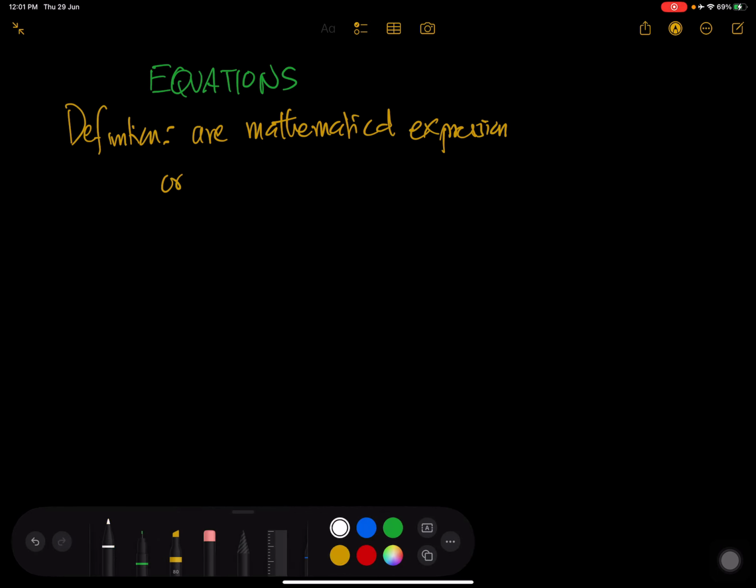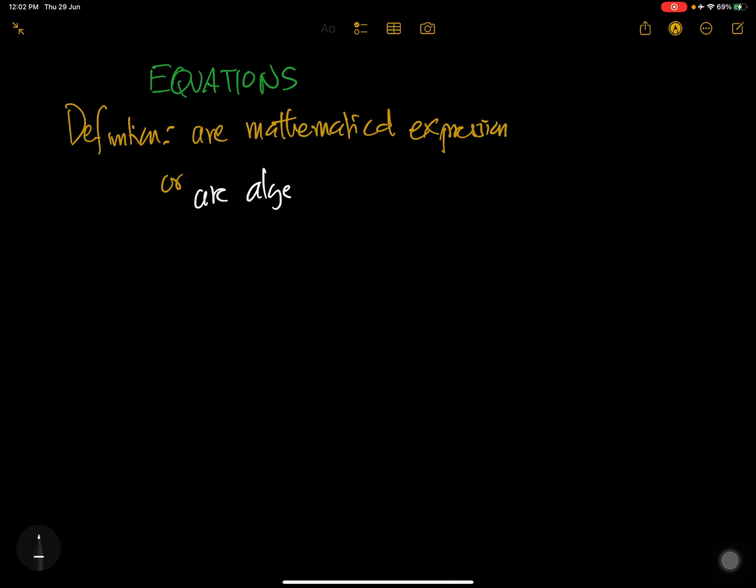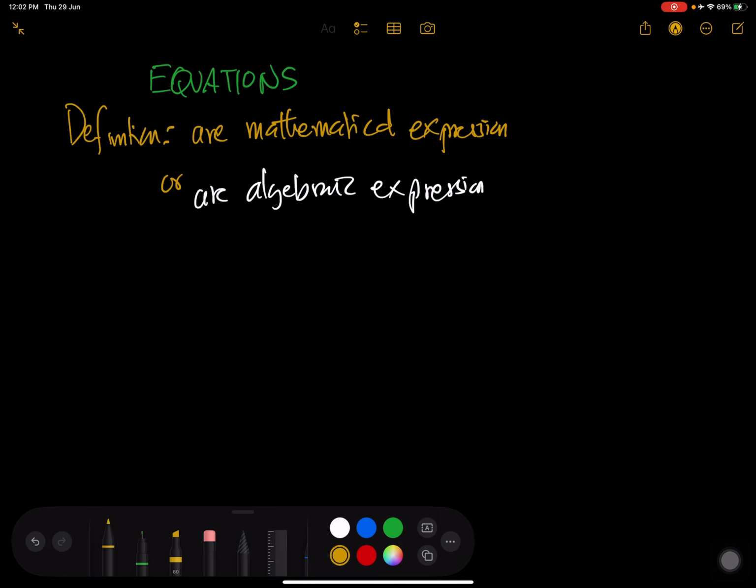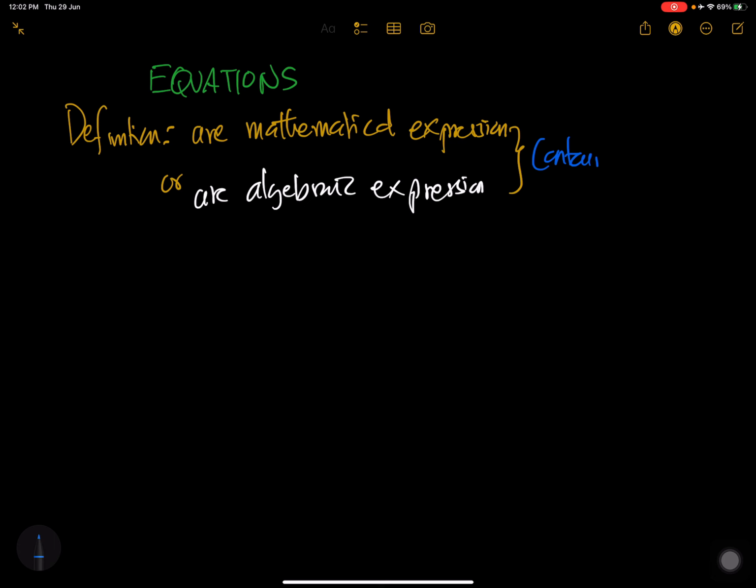Or we can say that they are also algebraic expressions. But this time around, they contain the equal to sign. There's the equal to sign inside there. So anytime you see an equality sign in an expression, then you are dealing with an equation. That should be the mindset. But without an equality sign, we are looking at an algebraic expression or just a mathematical expression.